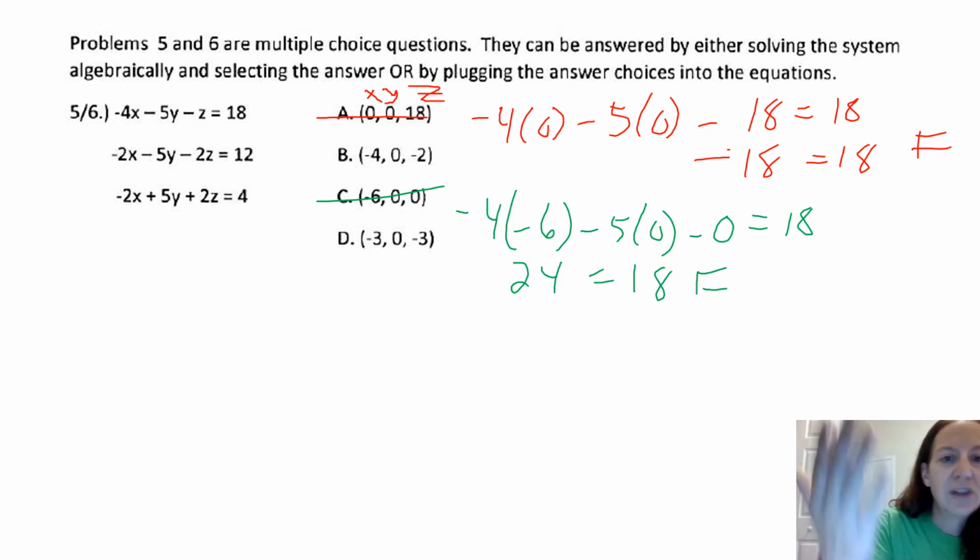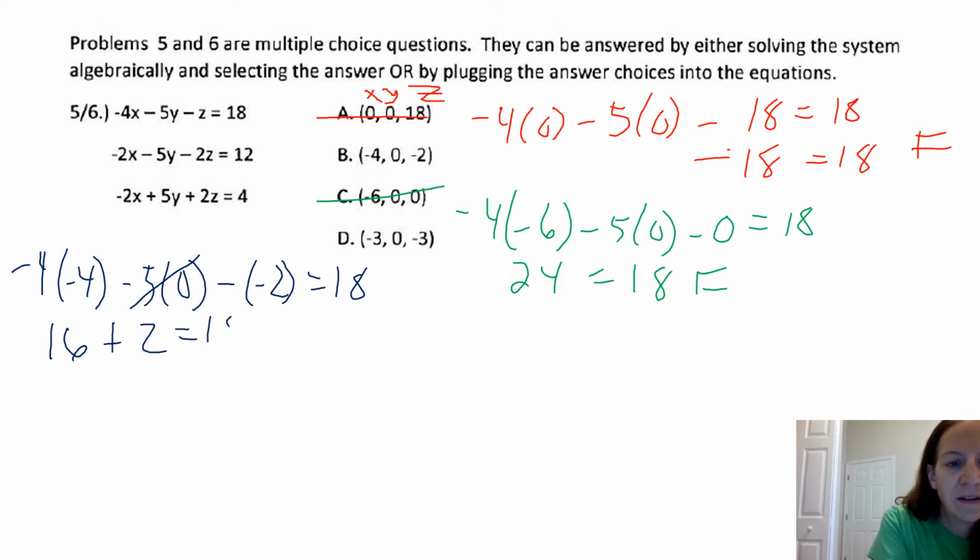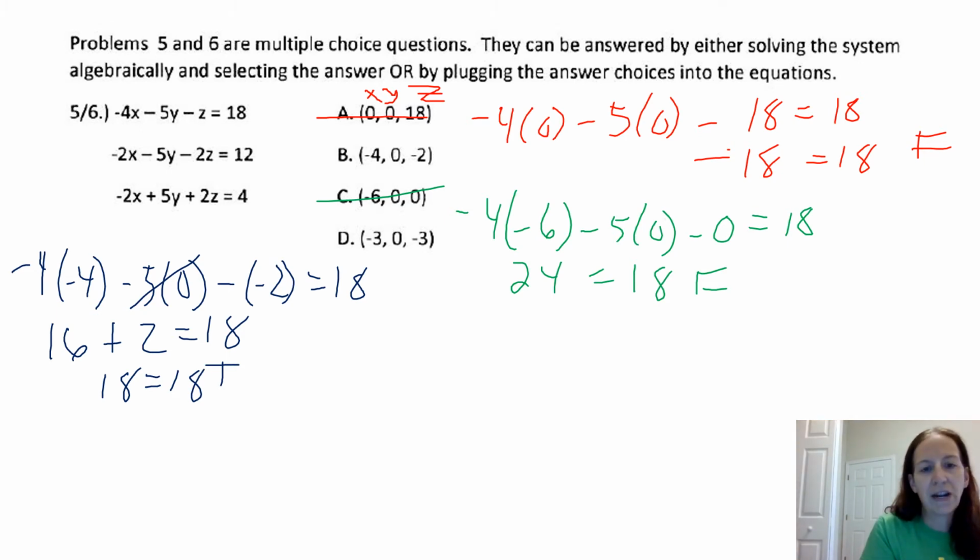So let's go ahead and check out answer choice B. We have -4 times -4 minus 5 times 0 minus, ouch, -2. That's not friendly. -4 times -4 is 16. The middle part drops out. Negative of a negative, the opposite of an opposite, is adding, and that one actually works. Now, that doesn't mean that B is the right answer choice. It just means that B has not been eliminated.